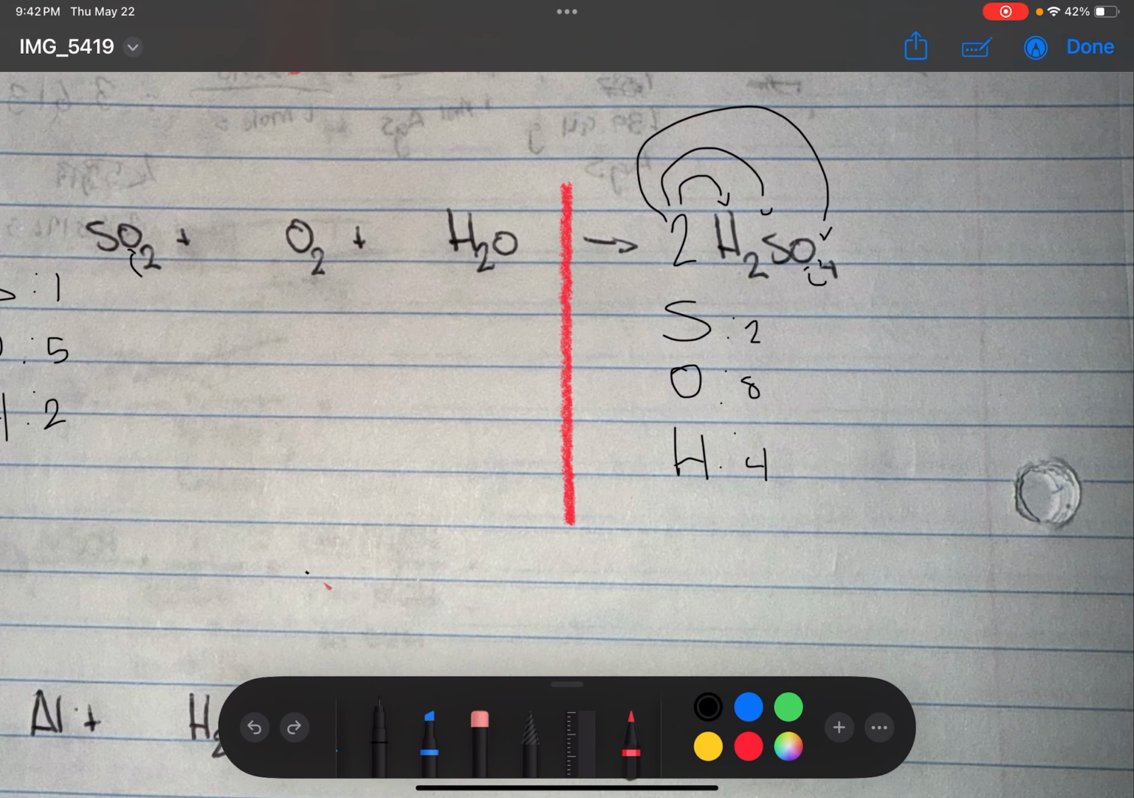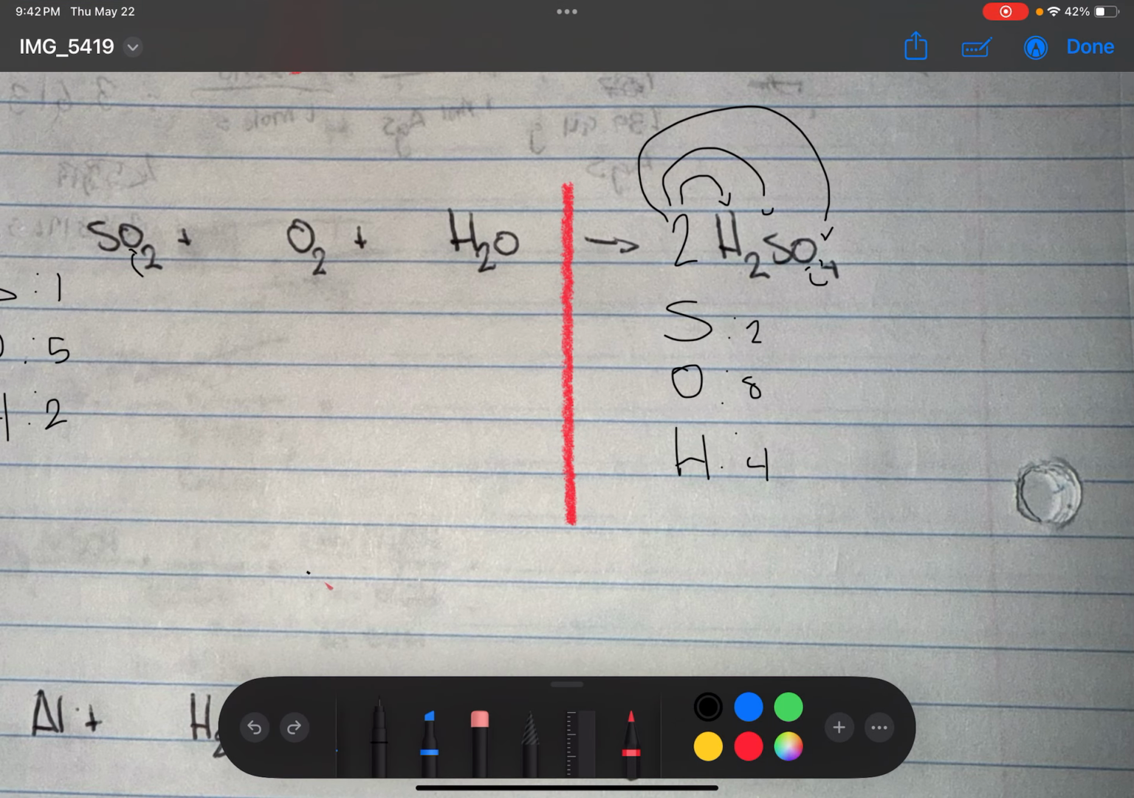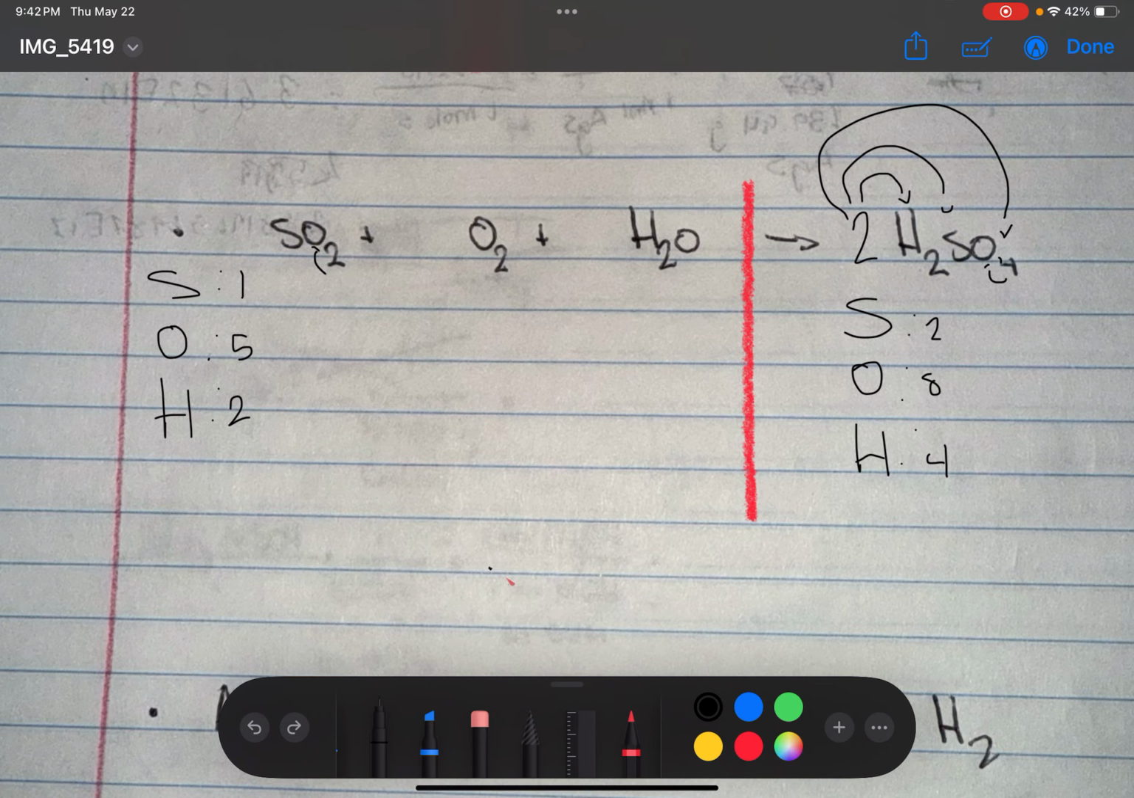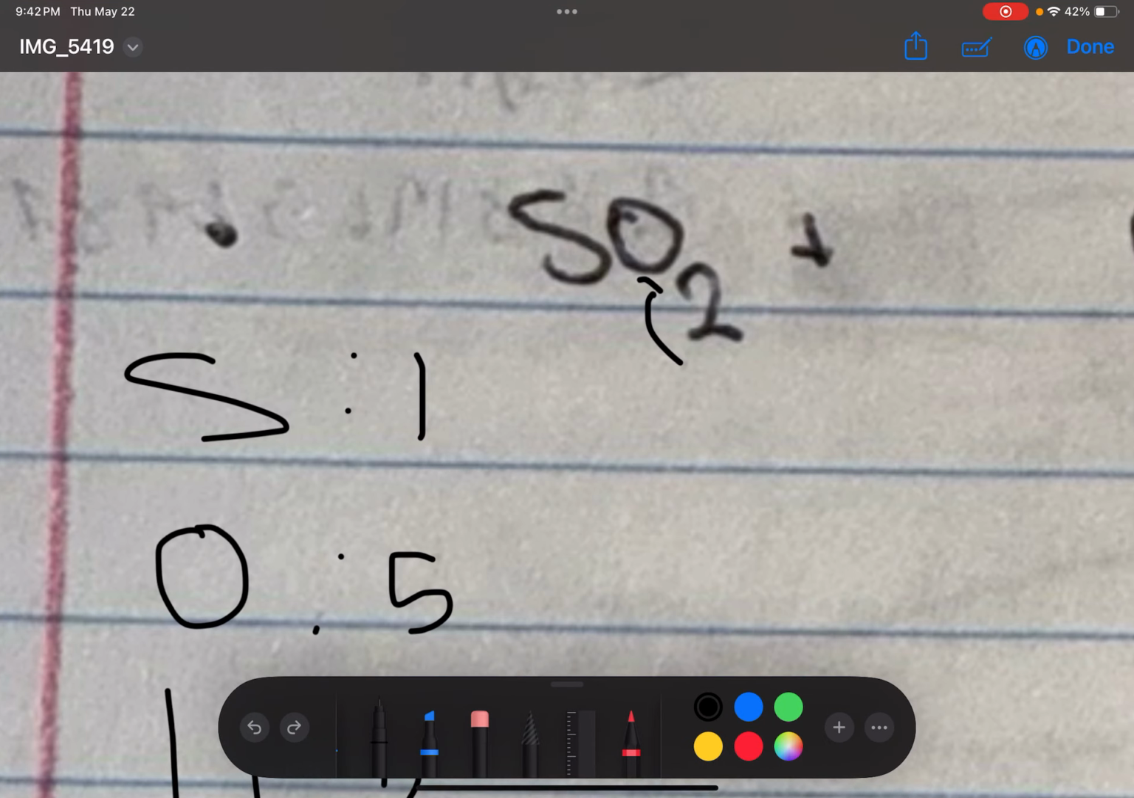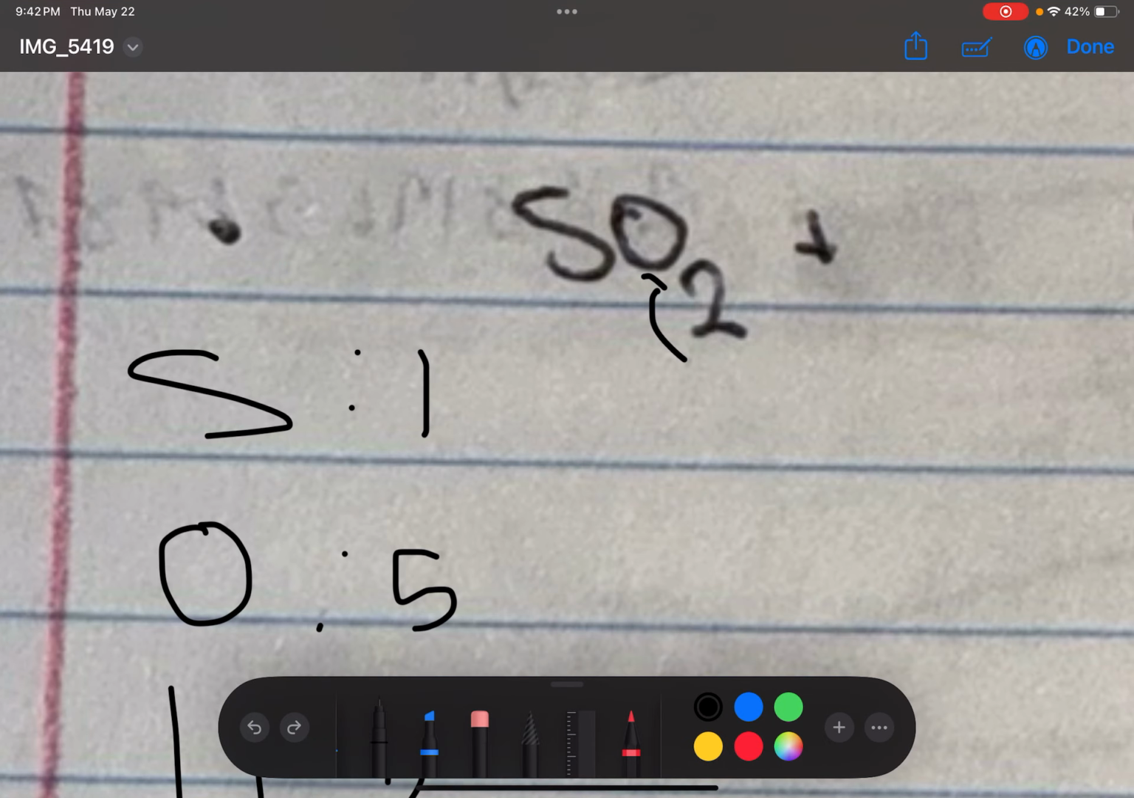Right? So now let's take a good look. That was kind of our only option, right? It just makes sense to multiply it by 2, you know? Anyways, so let's fix our flipping numbers now. We have one S over here, and I know that 2 times 1 is 2, so then we got 2 S's now.